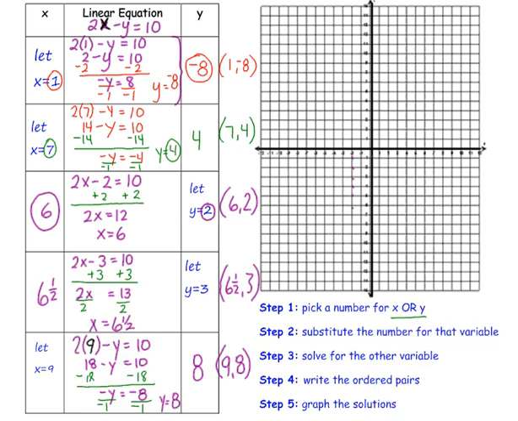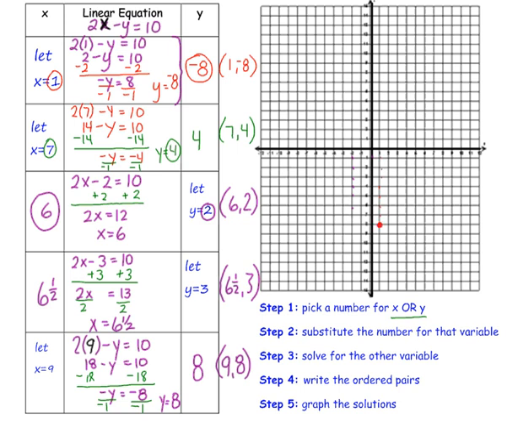The solutions are (6, 5), (3, 9), and (8, ...). We're on step 5 right now, which is to graph the solutions. Graphing our first ordered pair, we have (1, -8). So I'm going to go over 1 and down 8. And this is my first ordered pair.